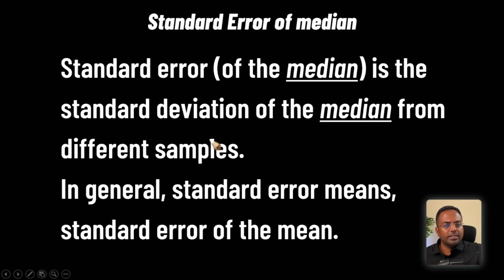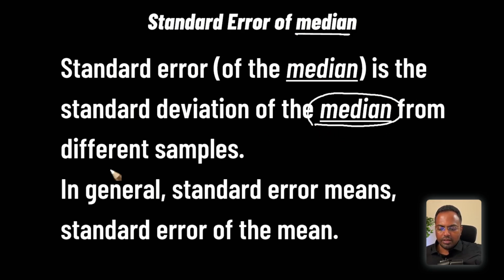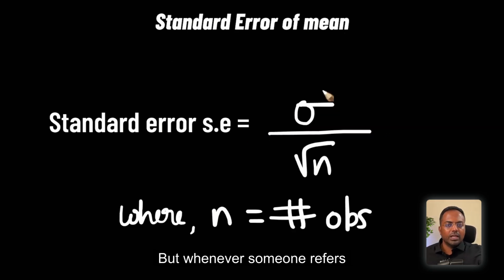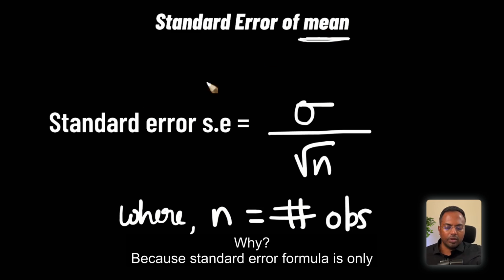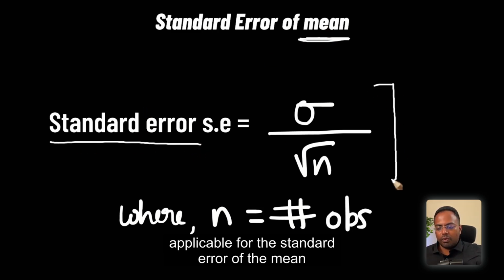Now, having said that, standard error is not limited to the mean. You can also compute the standard error for the median as well, or any other statistic for that matter. For example, the standard error of a median is the standard deviation of the medians of the various different samples. But whenever someone refers to the standard error, it simply refers to the standard error of the mean by default. Why? Because the standard error formula is only applicable for the standard error of the mean.